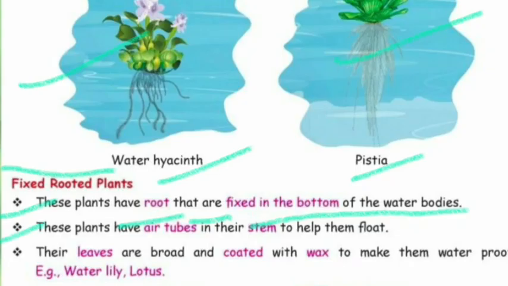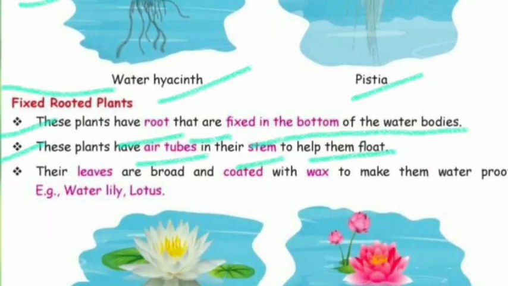The second point is these plants have air tubes in their stem to help them float. Why do they float on the surface of the water? Their stems are hollow in shape like a tube, and the tube is filled with air. That's why they float. Now the third point is the leaves are broad and coated with wax to make them waterproof.